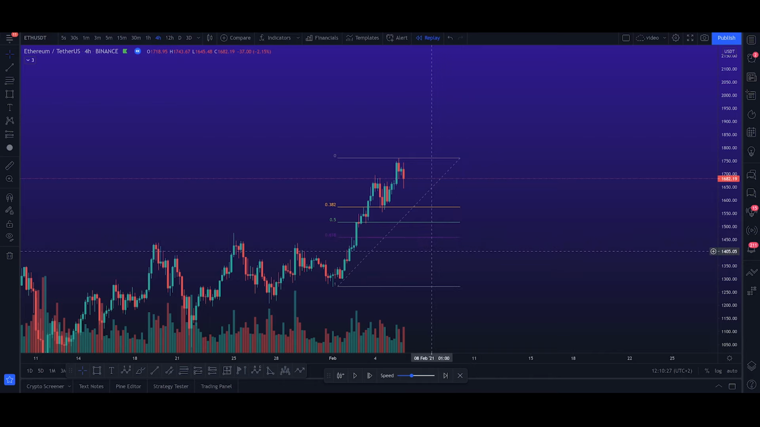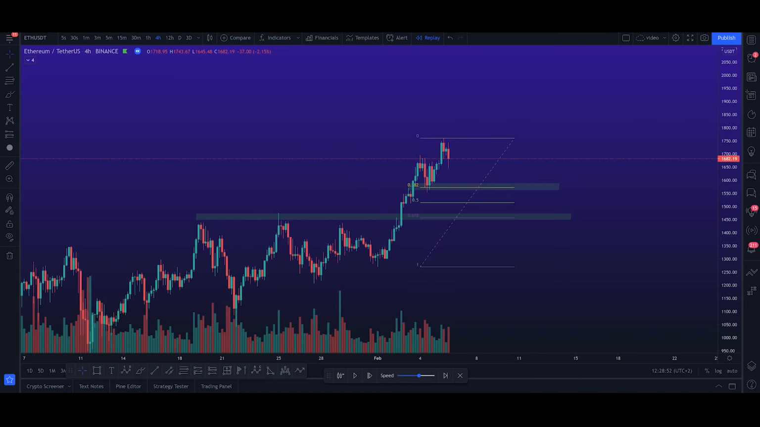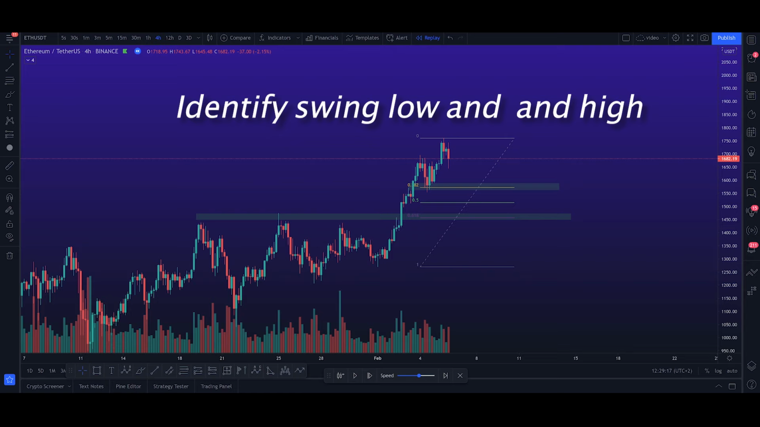So now we are going to start with the longs. So in order to start trading longs using the Fibonacci retracement tool, we need to identify a bullish trend. So in order to identify a bullish trend, we are going to use two simple methods. The first one would be to identify the top, so the swing high of the local candle formation. In this case, it just happened.